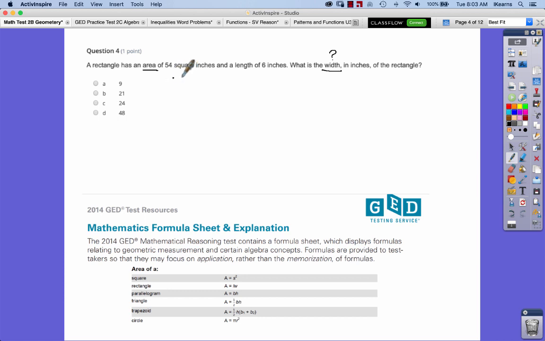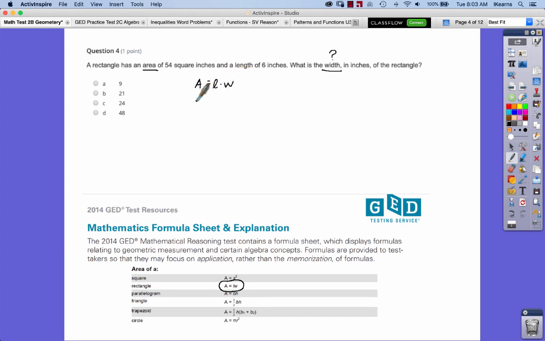So if we go to our formula sheet, which again you can pull up on the GED, you don't need to memorize these, you just need to know where to find them. So it's worthwhile spending some time interacting with the sheet so you know exactly where to find them. So area of a rectangle: area equals length times width.